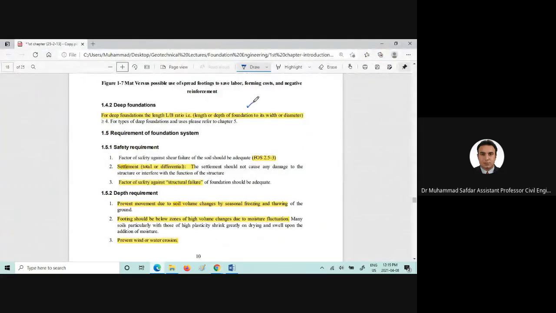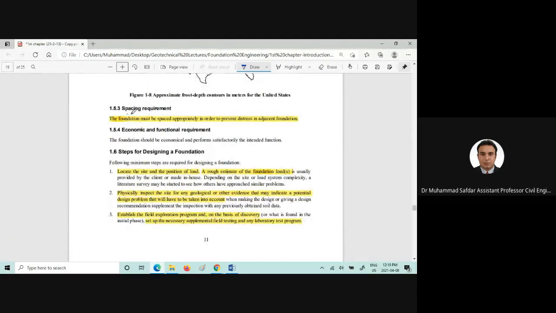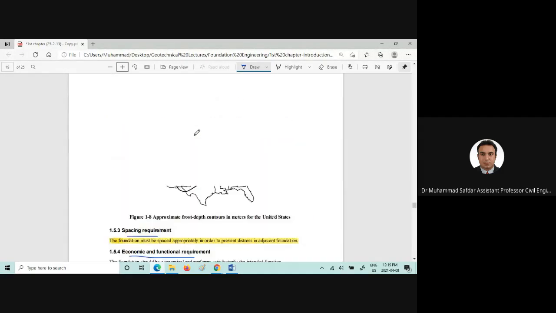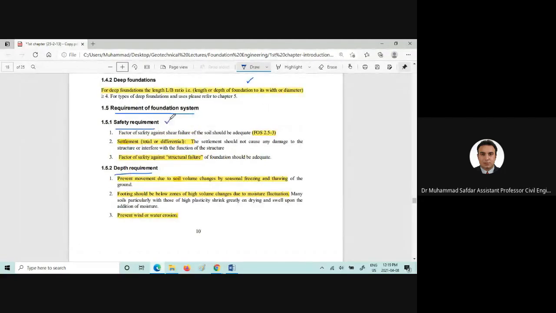Here, now there are different requirements for the foundation system. For example, the safety requirement, the depth requirement, spacing requirement, economic and functional requirement. So these are the different types of requirements for a foundation. For example, the safety requirement.